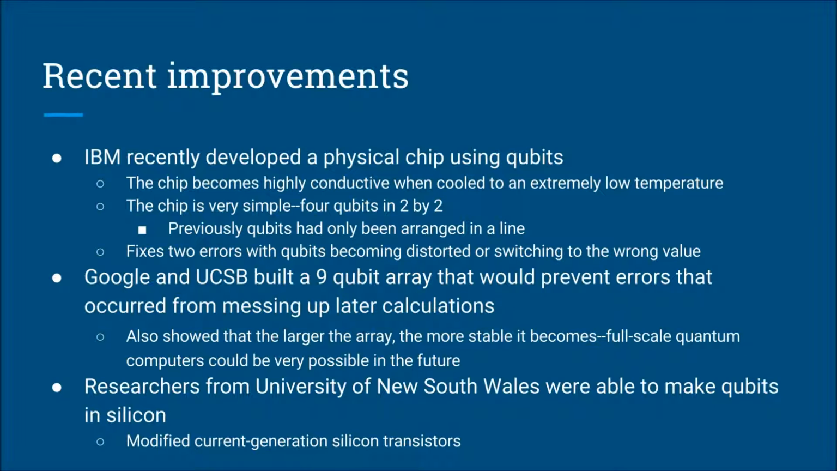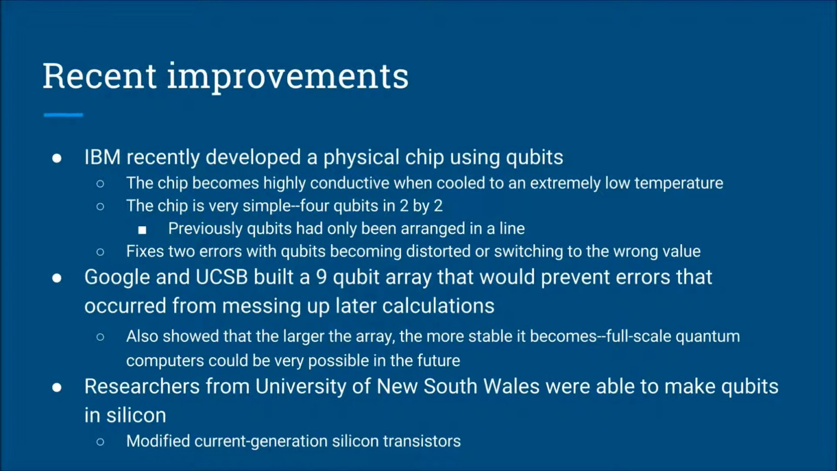And then also, Google and UCSB built a 9-qubit array that, similarly to IBM's chip, dealt with errors. It didn't actually prevent errors, but if any errors happened, it would be able to get around them and prevent later calculations from being messed up by an earlier error.